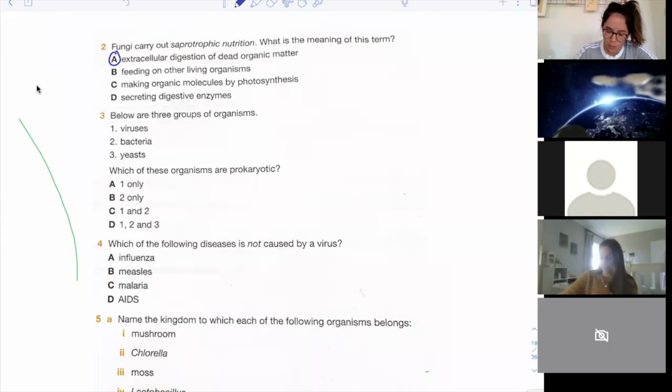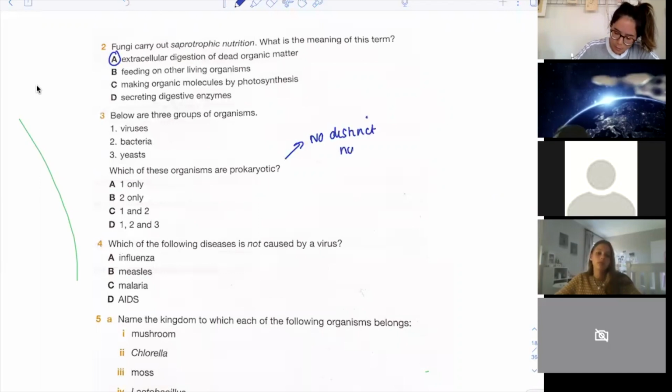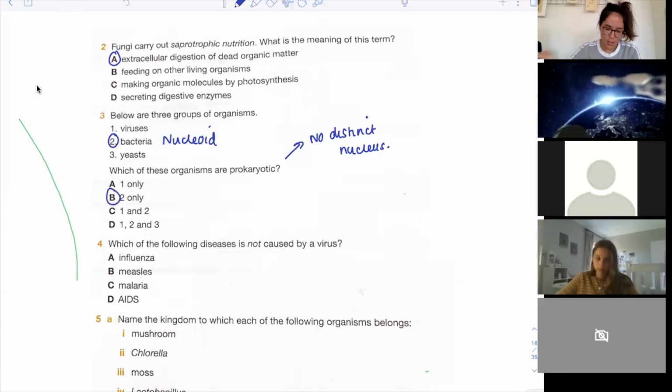Below are 3 groups of organisms. Which of these organisms is prokaryote? Prokaryotic, so remember it has no distinct nucleus. So the answer here is B, because remember we just have a nucleoid or a circular strand of DNA. So the answer is B.